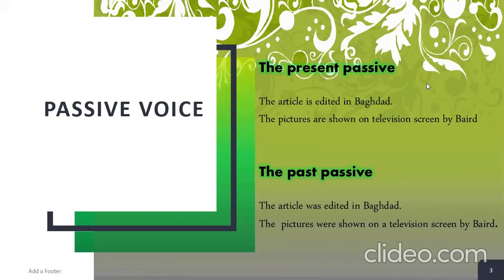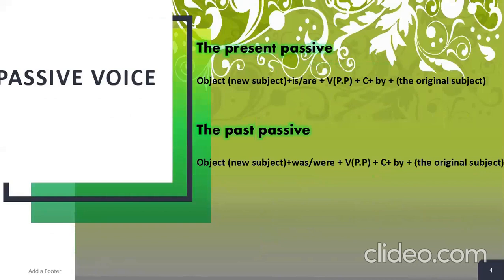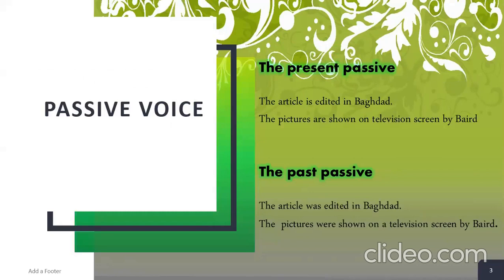Okay, so for example, if we suppose that the original sentence was Ahmed edited the article in Baghdad. If we want to change this active sentence into the passive voice, we take, as we said, the object of the sentence, which is the article, right? Because the original sentence was Ahmed edited the article. So the original object is the article. We make it the subject. So it becomes the article is.